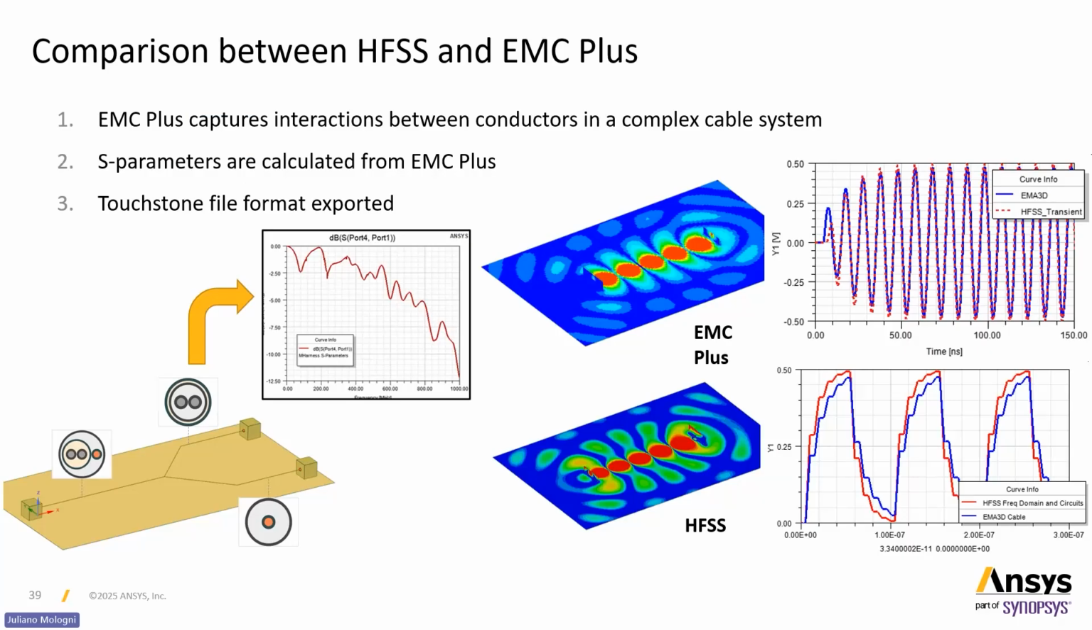And you might be asking, well, do you have comparisons between EMC Plus and HFSS? Yes. As long as you have a good mesh for either solver, they're just solving Maxwell's equations, so the results should be virtually the same. Here we have some cables, and you see the electric field from EMC Plus and HFSS. They're basically the same, and so are the fields and the currents, the waveform. We're using two different waveforms, and you can see that the results are virtually the same.